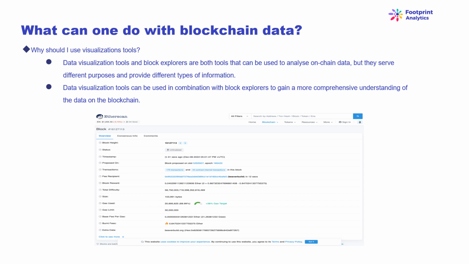Data visualization tools and block explorers are both tools that can be used to analyze on-chain data, but they serve different purposes and provide different types of information. Block explorers provide a user-friendly interface for accessing and interacting with the data on the blockchain, but they typically do not include advanced analysis or visualization features. In general, data visualization tools can be used in combination with block explorers to gain a more comprehensive understanding of the data on the blockchain.